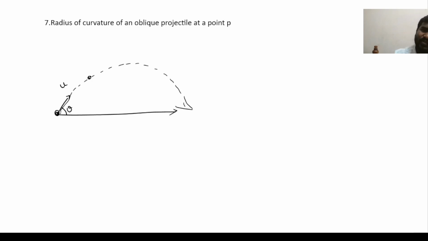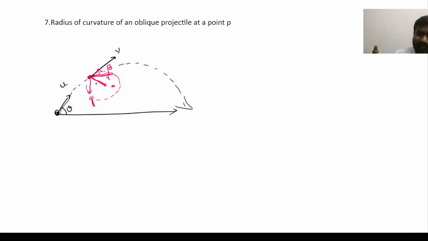At this point, the velocity of the projectile is in this direction. The particle at this location is purely in circular motion, with the center at O. Take the radius of this circle as R. The particle has an acceleration g acting downward, and the velocity makes an angle beta with the vertical.